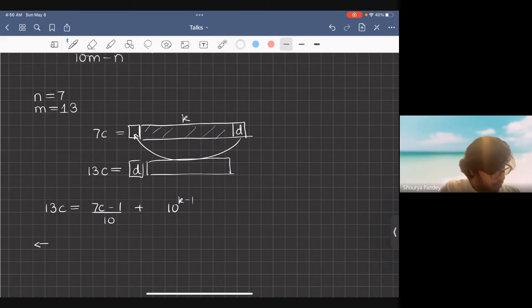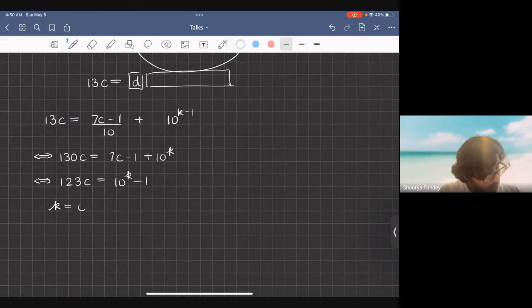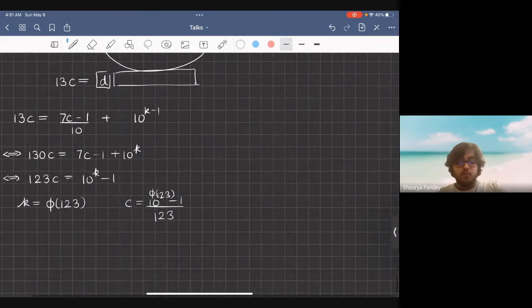And so this is equivalent to 130C equal to 7C minus 1 plus 10 to the k, which is equivalent to 123C equals 10 to the k minus 1. And so we took k to be phi of 123 and C to be 10 to the phi of 123 minus 1 upon 123, which is quite cool. Yeah. And this should work.